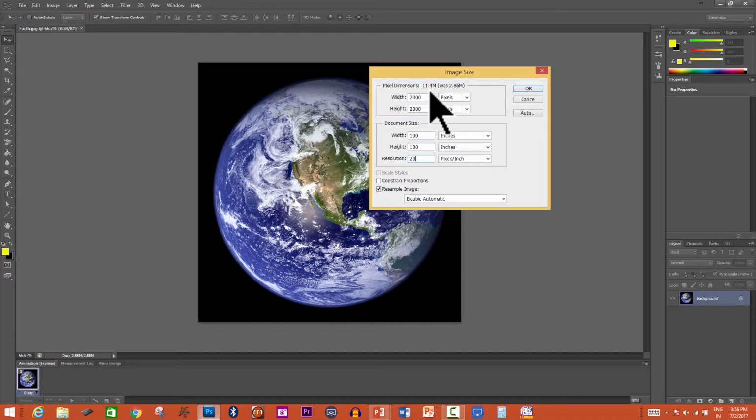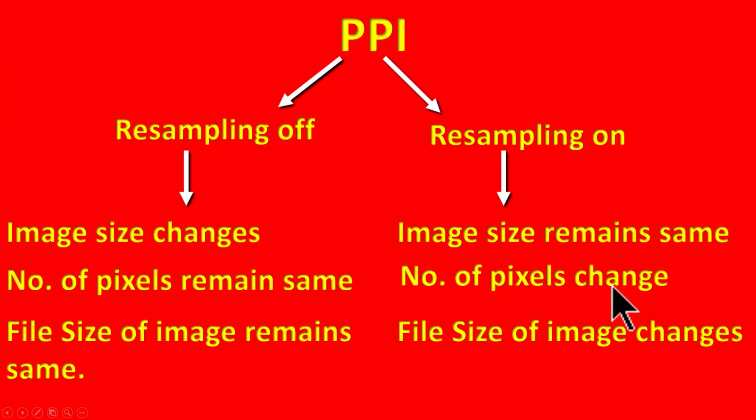But don't go by this value because the value will change. When you convert this into a JPEG image, it will have some kind of compression. So finally the file size would come around 5 to 6 megabytes. It's not exactly proportionately increasing, but it will definitely increase. And what will happen if I make it 5? Well, the pixels have become half, but remember the size remains the same, 100 inches. So this is how things happen in terms of resampling on and resampling off.